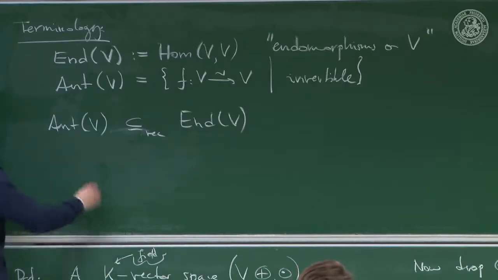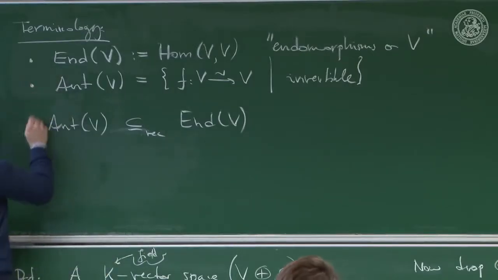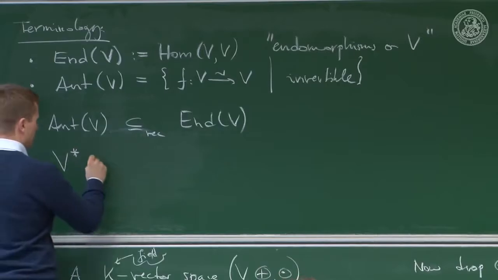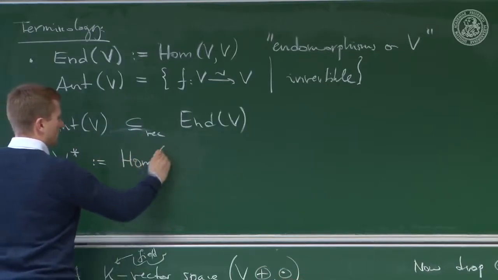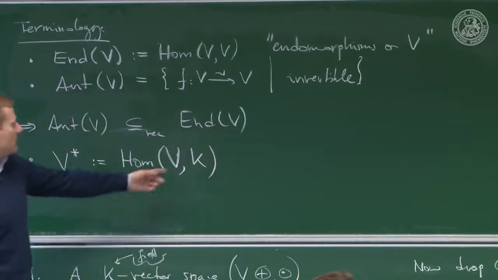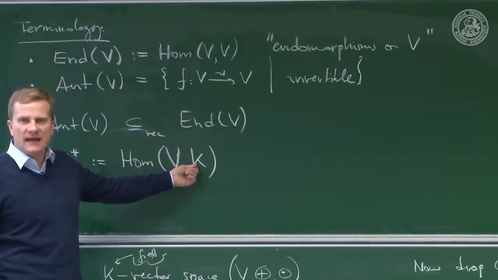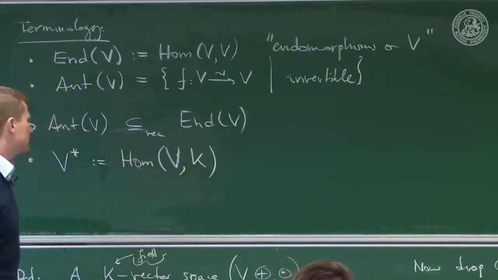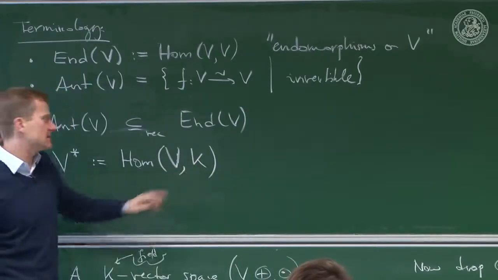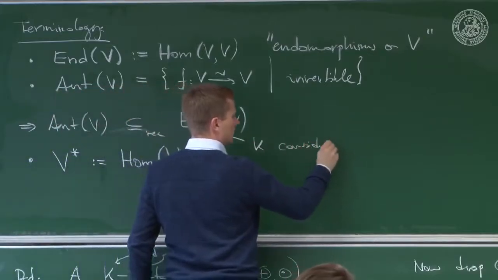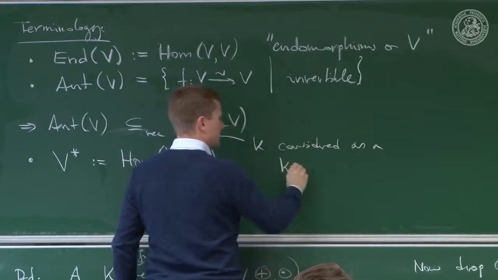And then there is yet another one, and that's V star. And V star is defined as Hom V, K. Now, the underlying field K is, of course, a K vector space in itself. Okay? It's a K vector space in itself, hence this makes sense. So here in this, K is considered as a K vector space.